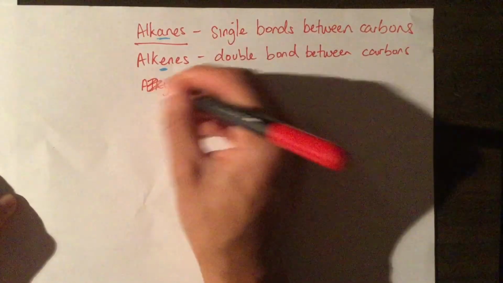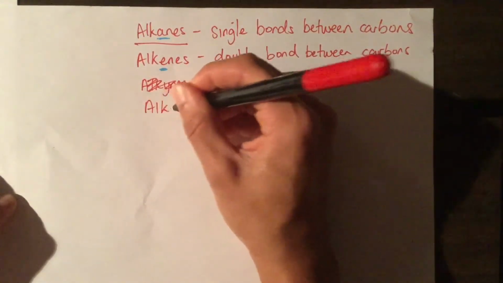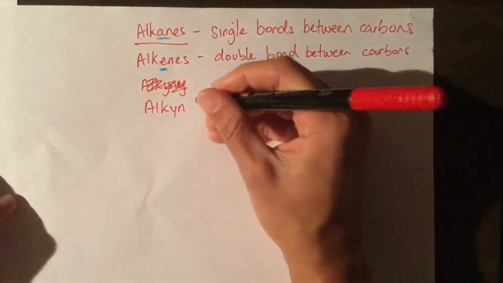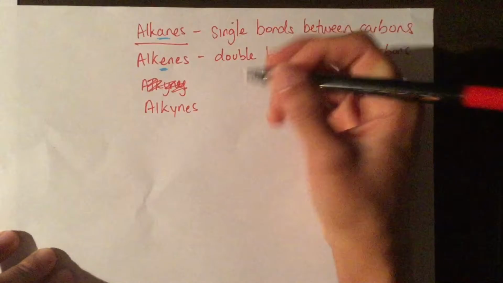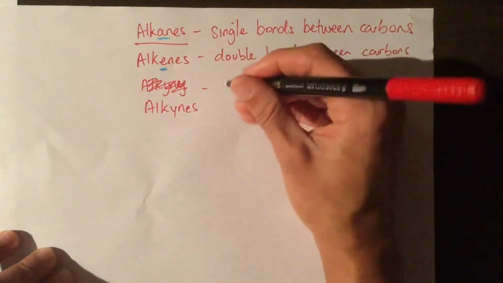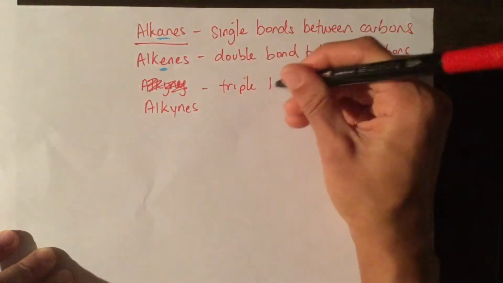Oh, sorry about that. Let's try that again. Alkynes are when we have triple bonds between carbons.